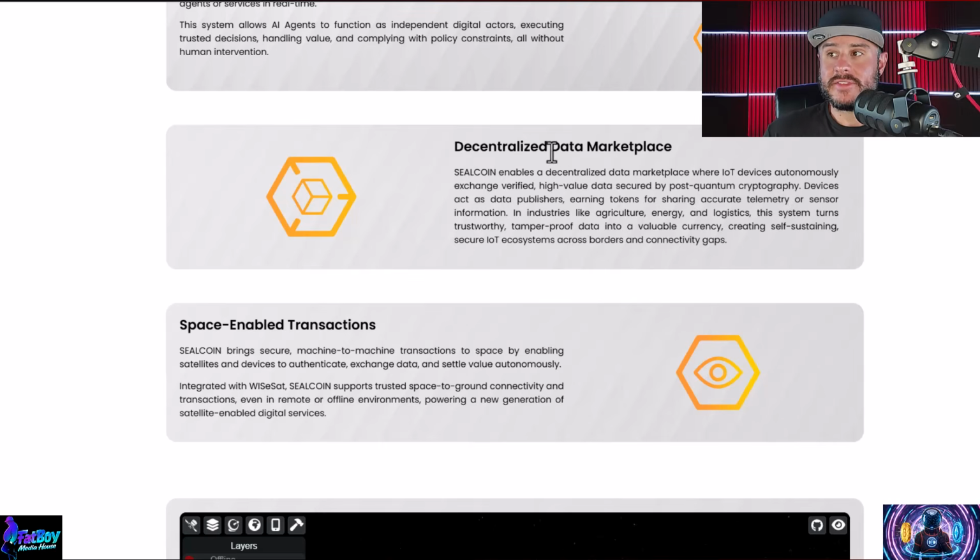Then we have decentralized data marketplace. So Sealcoin enables a decentralized data marketplace where Internet of Things devices autonomously exchange verified high-value data. Secured by post-quantum cryptography, devices act as data publishers, earning tokens for sharing accurate telemetry or sensor information. In industries like agriculture, energy, or logistics, this system turns trustworthy, tamper-proof data into valuable currency, creating a self-sustaining, secure Internet of Things ecosystem across borders and connectivity gaps.